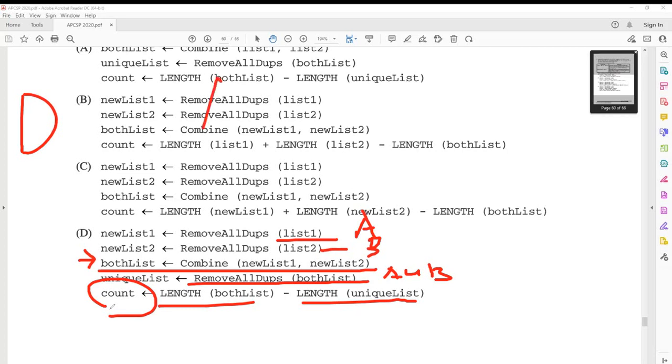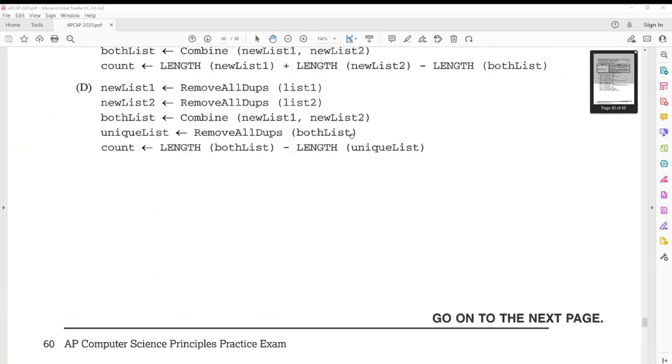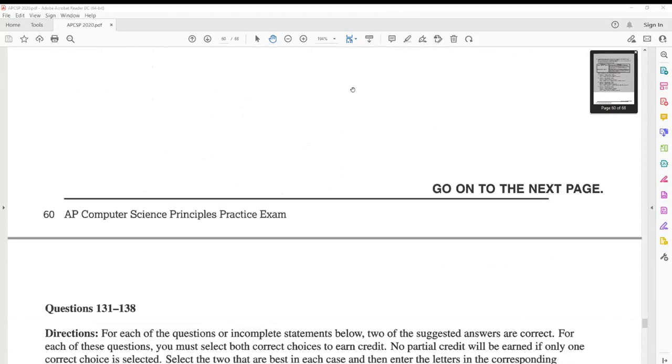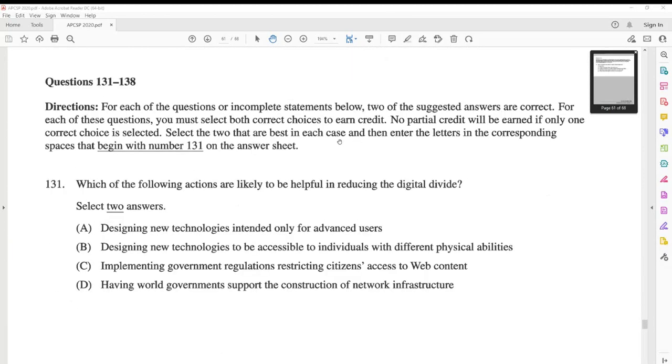The A size plus B size equals the A union B size plus the A intersect B size. Is that okay? Remember this. This is more like set theory than a programming problem. So now we are at the last problem for the pick 2 solution.